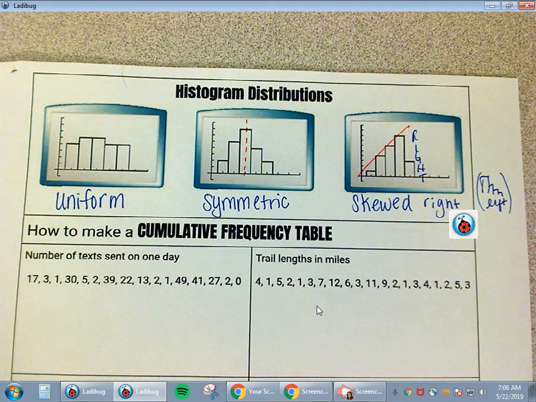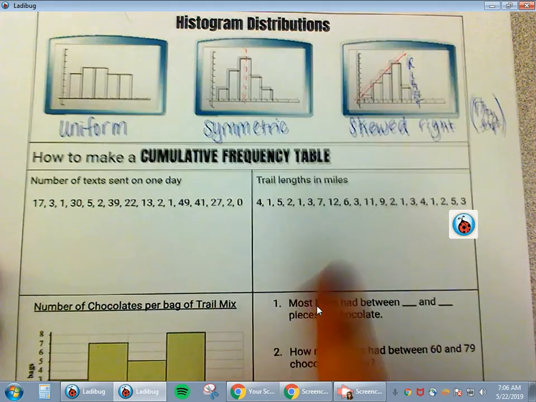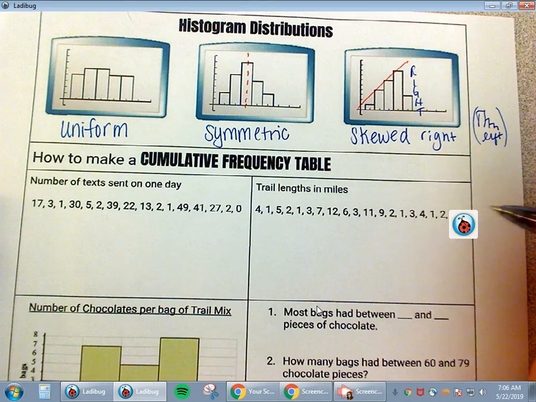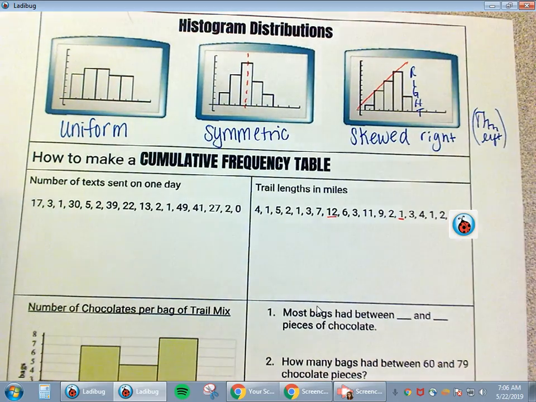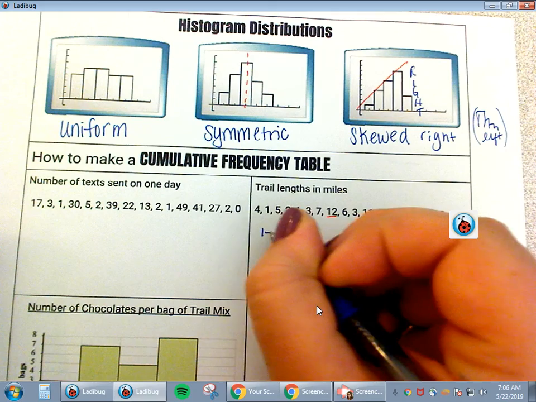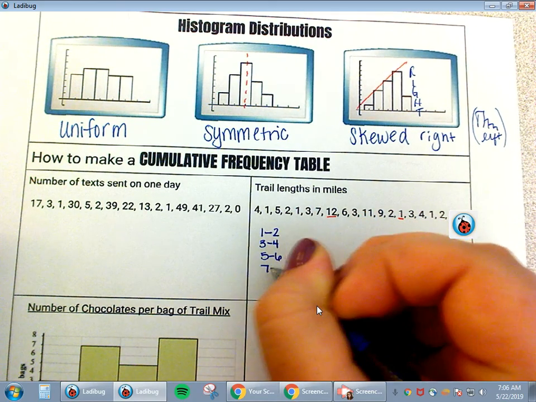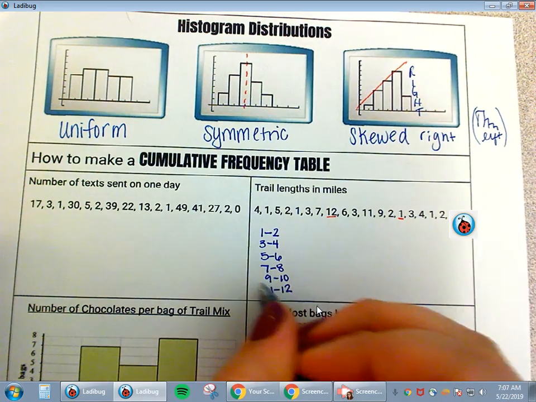All right, let's move on to our last type, cumulative frequency tables. So with these ones, we're going to do a frequency table and then add another column for something else. Let's look at this trail length in miles one. So we've got from 1 is the smallest to 12, and I'm thinking let's count by twos. So we're going to go from 1 to 2, 3 to 4, 5 to 6. All right, so there's our table.